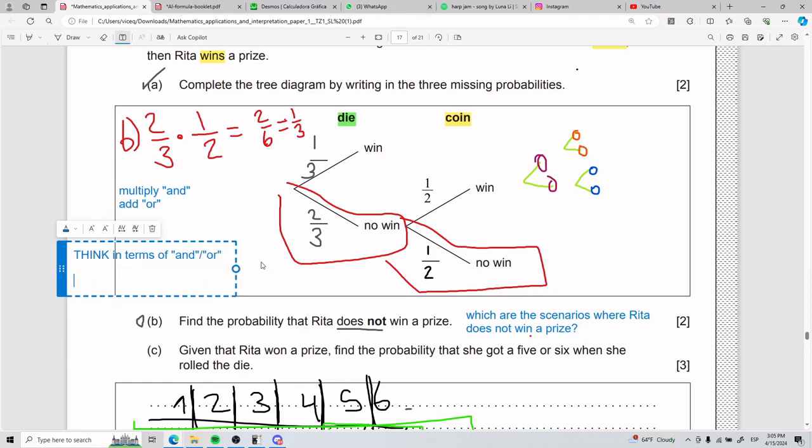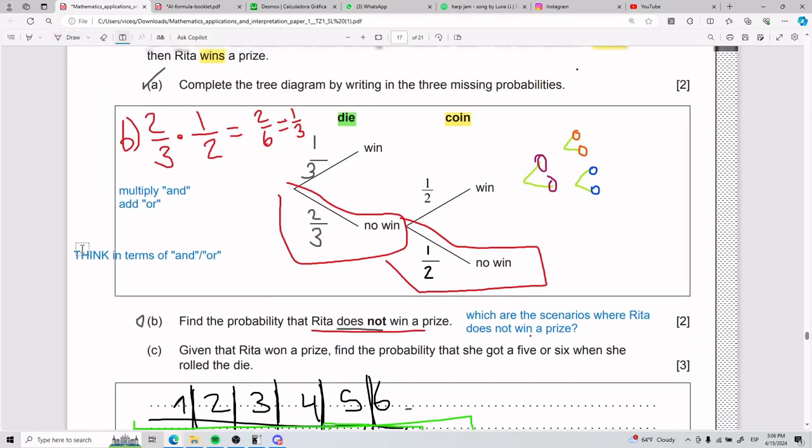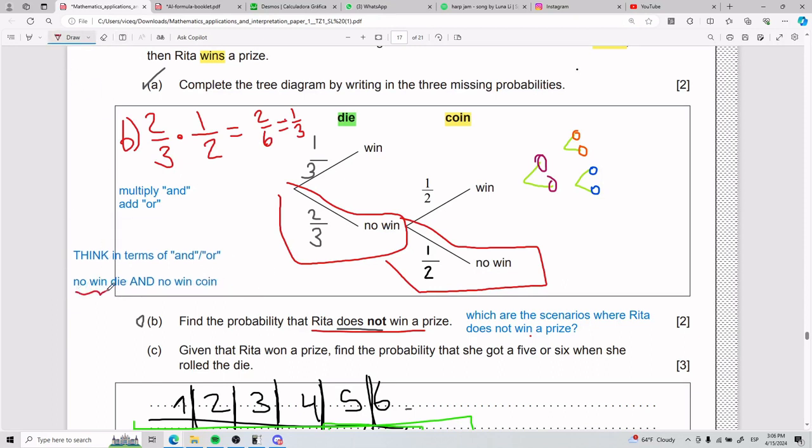So if you think in terms of and or, the scenario where Rita does not win a prize, careful, the scenario where she doesn't win a prize is no win die and no win coin. So what's the probability of no win die? 2/3. And gives you the multiply, and no win coin is 1/2. So 2 over 3 times 1/2, 2 over 6, 1 over 3. Same thing I did up there. See? So that is one way to think about it. If you think in terms of and or, and is multiply, that is going to put 2/3 times 1/2.